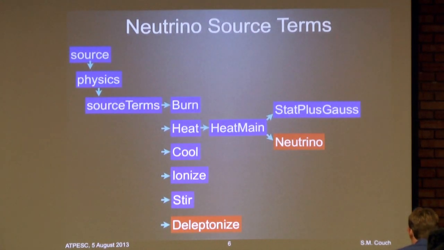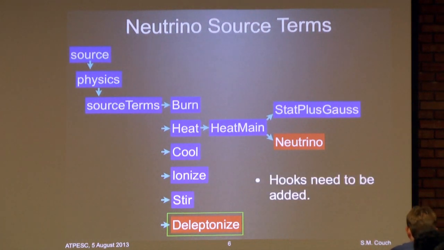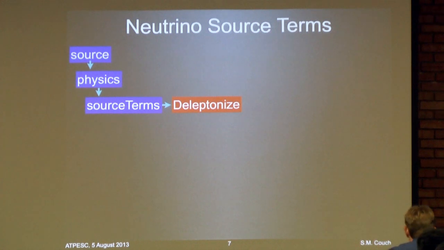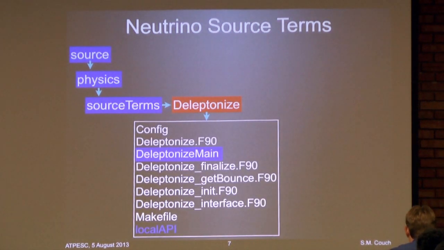Okay, so now deleptonize is a bit different. Neutrino was an alternate implementation of an already existing unit, heat. Deleptonize is a new unit. So for deleptonize, the hooks need to be added to the driver in order to call that new piece of physics that didn't exist before. So if we take a look at this, within deleptonize, we've got, of course, a config file, and we have all of these public functions, which start with the capital D. Deleptonize, finalize, all of this stuff.